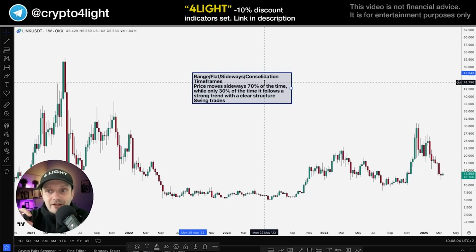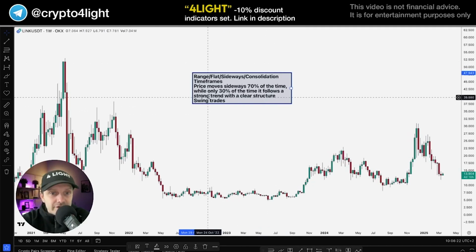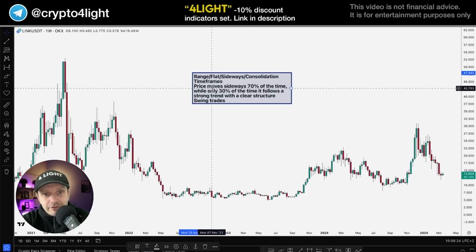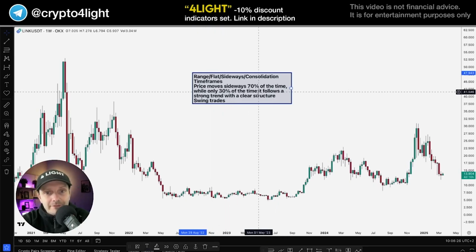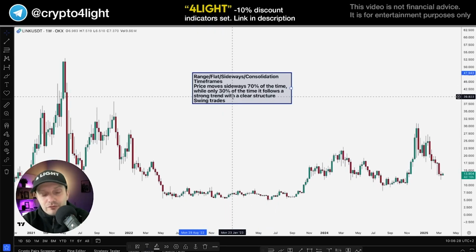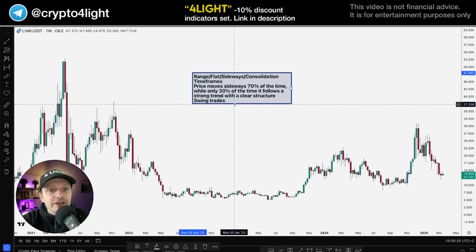And you can work with that range and get stop losses or liquidation because you think on this time frame we should go higher, for example. But on a weekly time frame, we are going straight to the bottom, right? Again, next one, like I told you, price moves sideways 70% of the time, while only 30% of the time it follows a strong trend. It can be a downtrend or uptrend, and we can work with the range for swing trades.